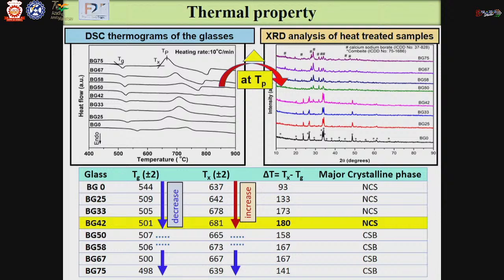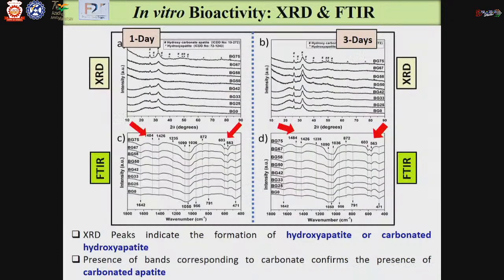Now we have performed DSC analysis for all the glass compositions, and from DSC I have identified the TP, that is the crystallization peak temperature, and at that temperature we have heat treated the samples to identify the crystalline phases. And we can see from the table the delta T value is highest for BG42, and this delta T is a function of TG and TX both. So if we understand the changes in TG and TX, we will understand the changes in delta T. I am not going into detail here, but the highest thermal stability is obtained for BG42 composition, that is 180 degrees centigrade.